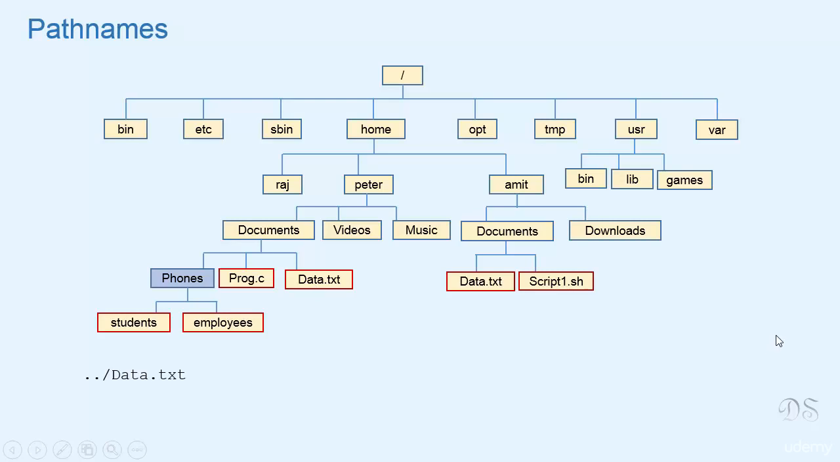We can go up more than one level by using multiple double dots. So to access this file from here, we can write this path name. This double dot takes us to parent of phones, which is documents. This double dot takes us to parent of documents, which is Peter. And this double dot takes us to parent of Peter, which is home. And from there, we follow this path. In some cases, absolute path is smaller. For example, to access this directory games from this directory phones, we can write this relative path name, but the absolute path name is much shorter.